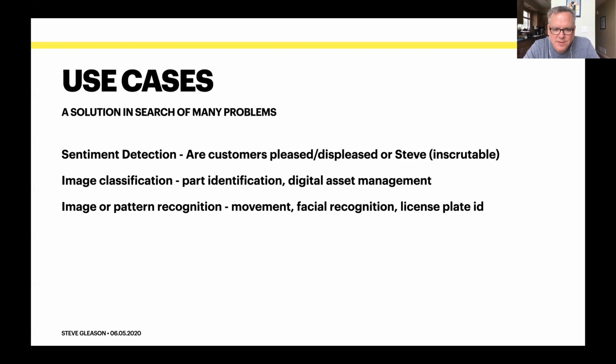There's image classification options like the parts ID, like I was mentioning. Also, it can be used for digital asset management. If you have a very explicit naming convention and folder structure for your images, being able to scan an image and having it identify different forms of classification means that you can file images automatically. And then there's also some pattern recognition options that tend to be used for movement, facial ID, license plate ID.